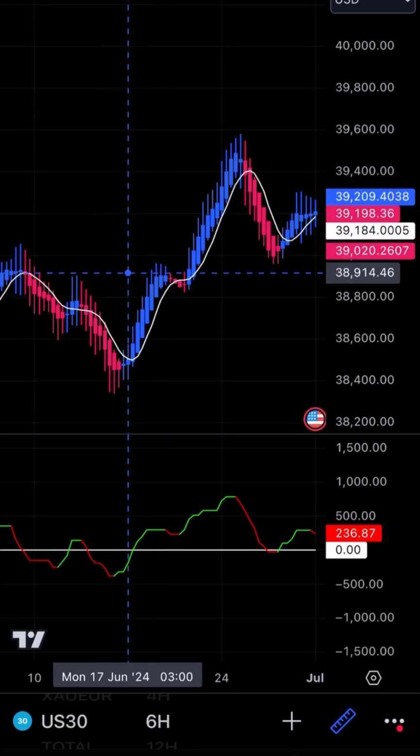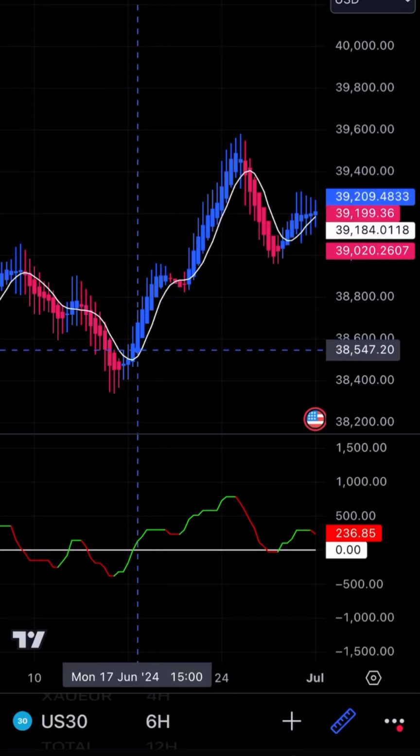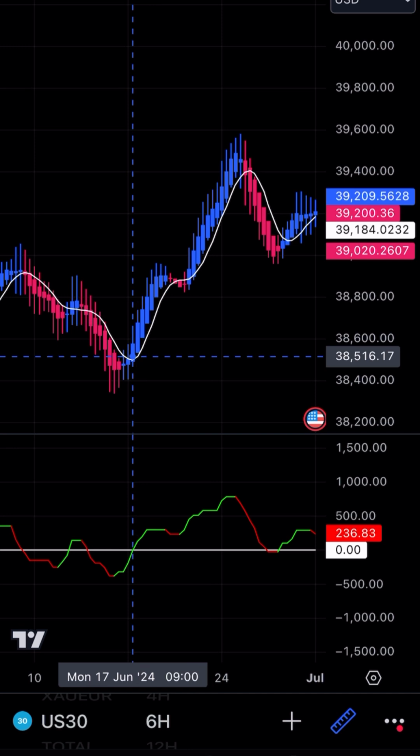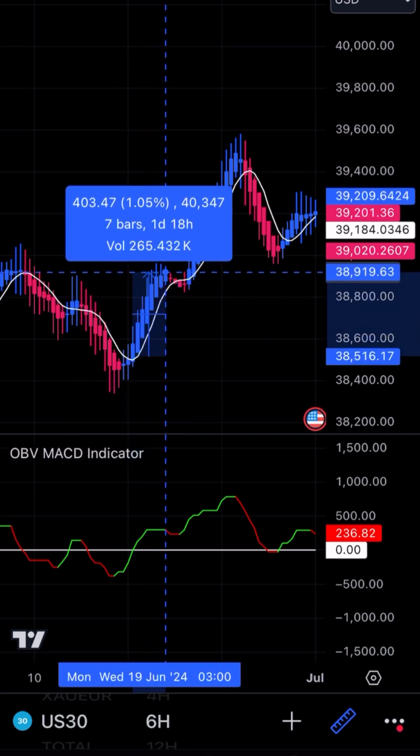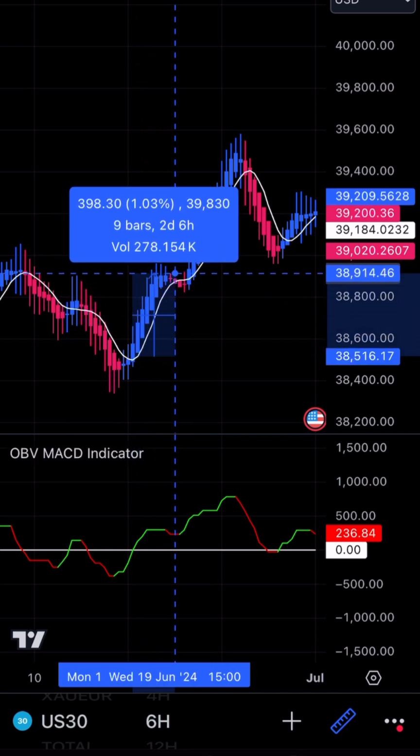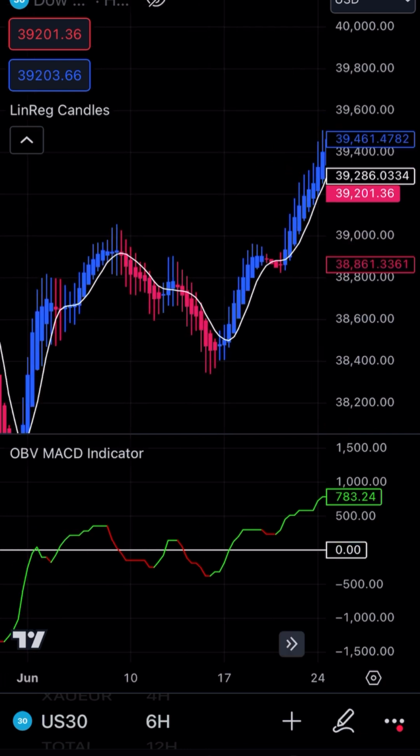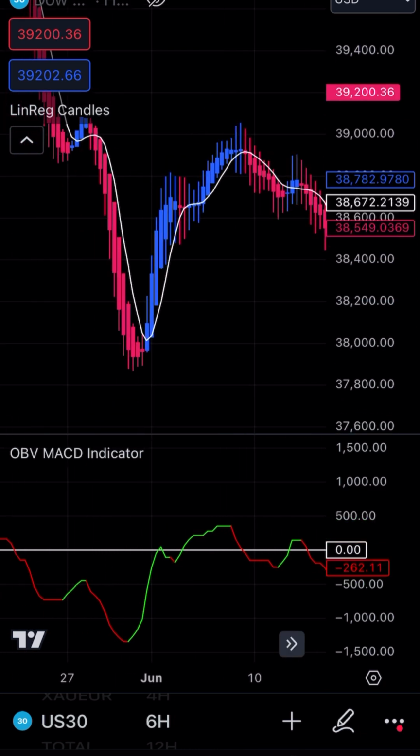So we see the cross happening right here. So this would be a good move right here. Crossing, and the linear line's crossing at exactly the same time. So this would be a good trade from here to here. This would have resulted in about $400 in 2 days.